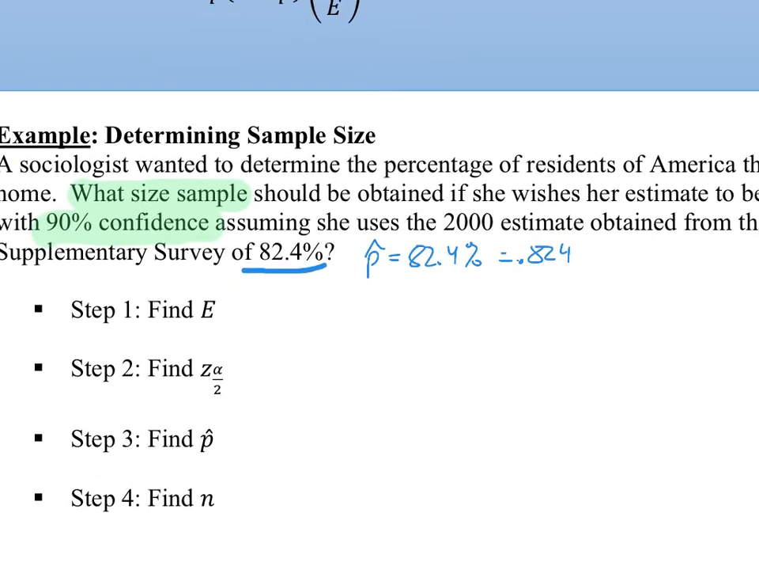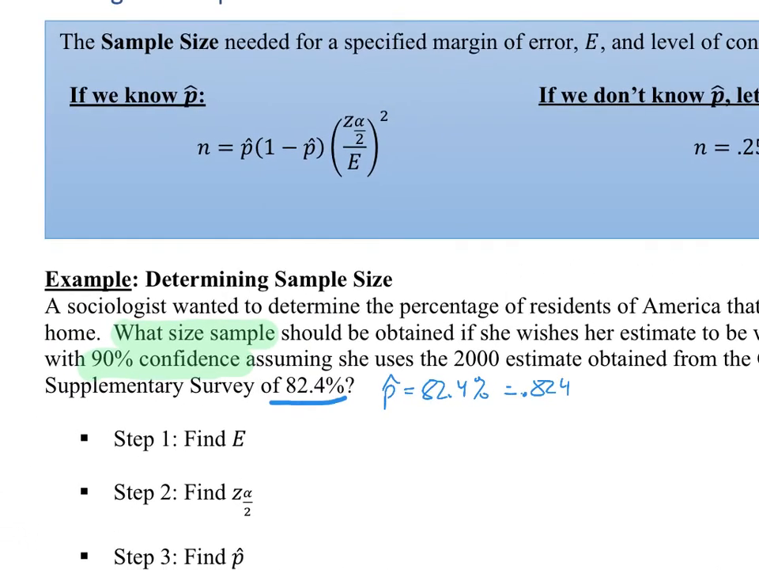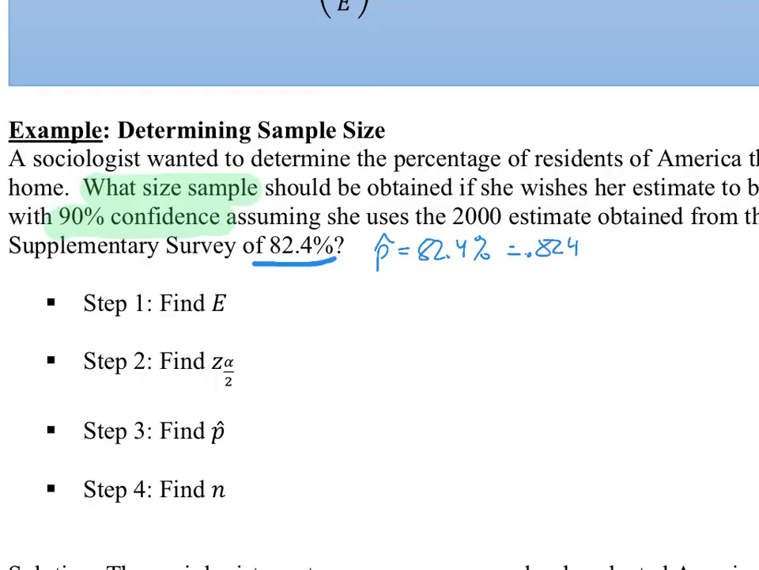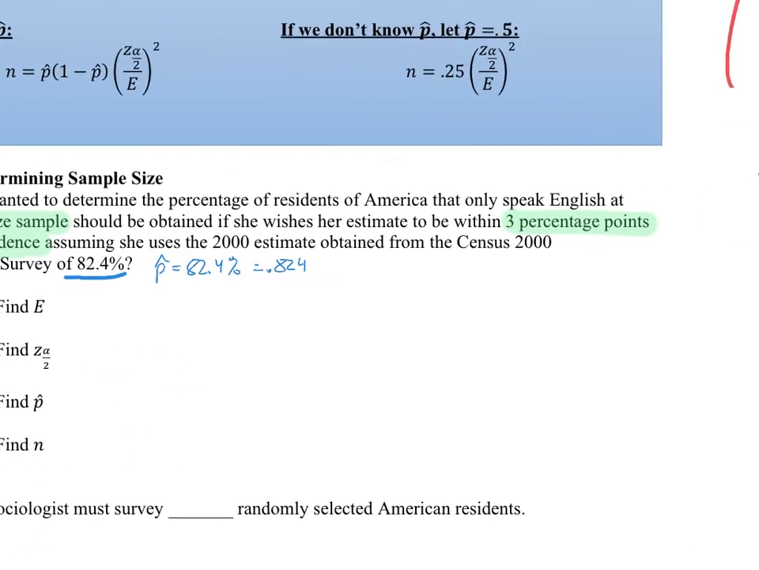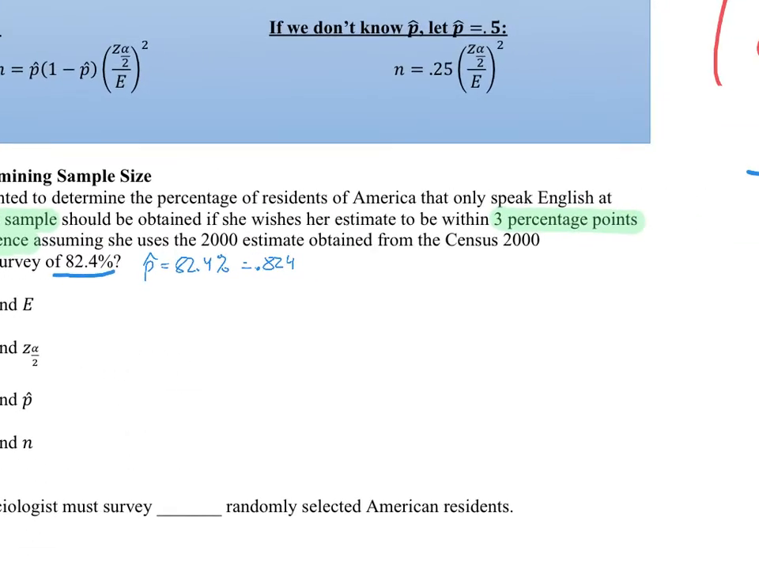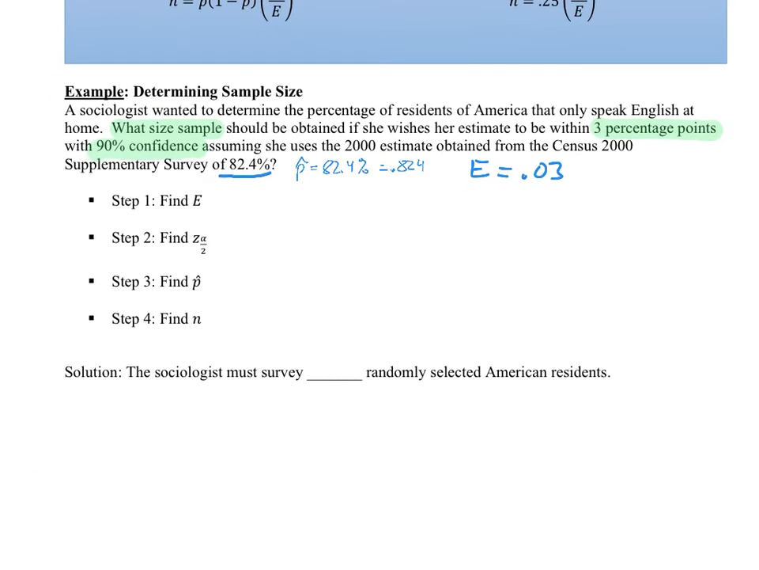So what we need to do is find the error. Now the error comes from our problem here. So the error is how far off we want to be. We want to be off by 3 percentage points. So error is 0.03 or 3%. That's how far off we want to be. We don't want to be more than that. So we know our error, all right?